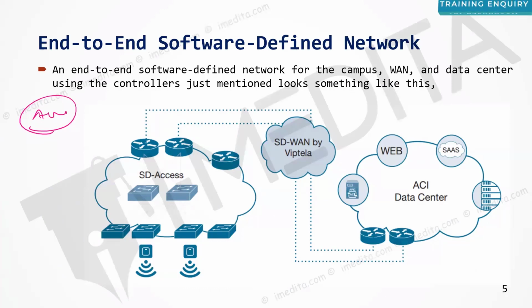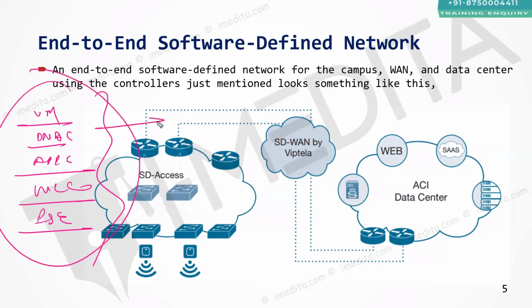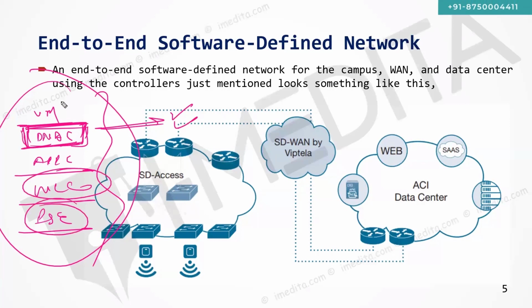So I would still say that you still need to interact with all the GUIs one by one. You need to interact with all the controllers one by one: vManage, then we have the DNA Center, then we have the APIC, then the WLC, then we have the ISE. We still have to interact with all these devices one by one. We can do plenty of things from the DNA Center, but not all of the things. That's what I'm saying. You can still do a lot of things from the DNA Center about the WLC, about the ISE, about the vManage, but not all the things.